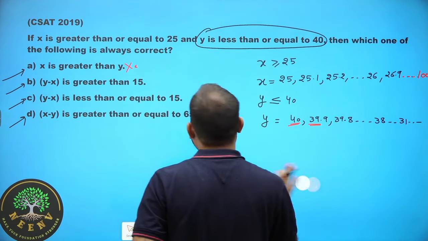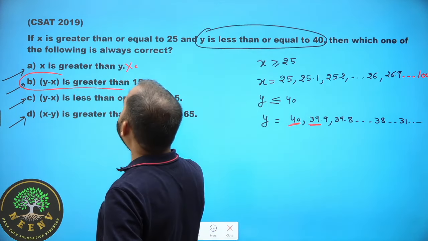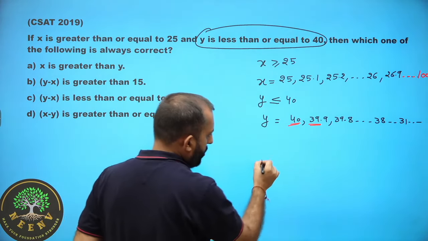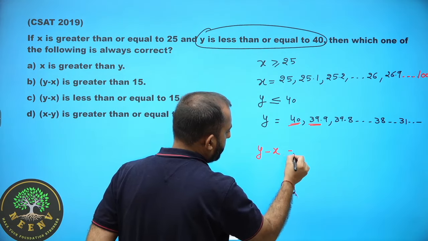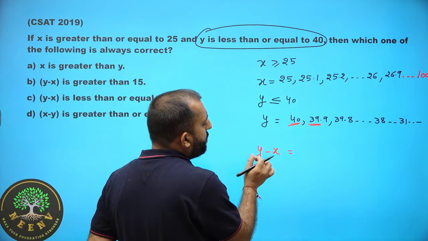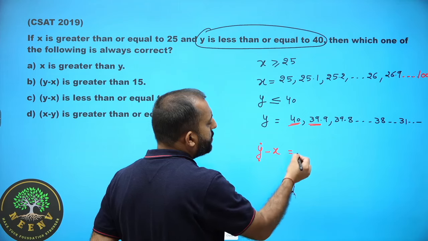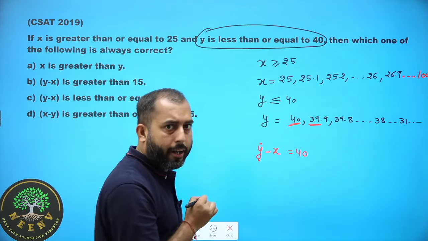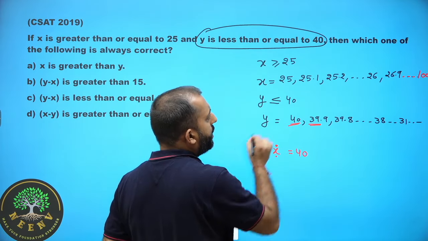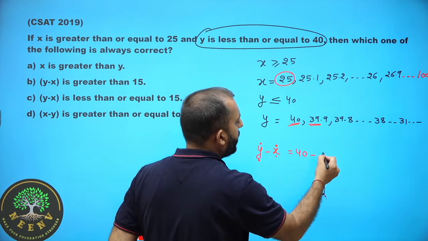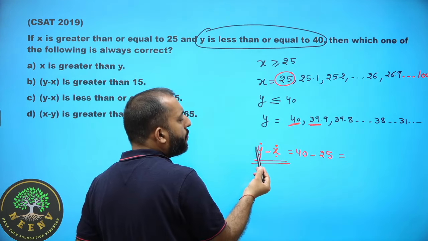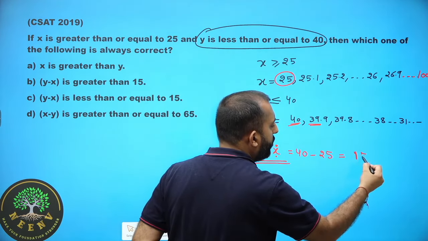Next, y minus x is greater than 15. y minus x is greater than 15. So y minus x. Now, what is the maximum value that y can take? The maximum value that y can take is what? 40. And what is the minimum value that x can take? The minimum value that x can take is 25. So the maximum value of y minus x should be 15 only.